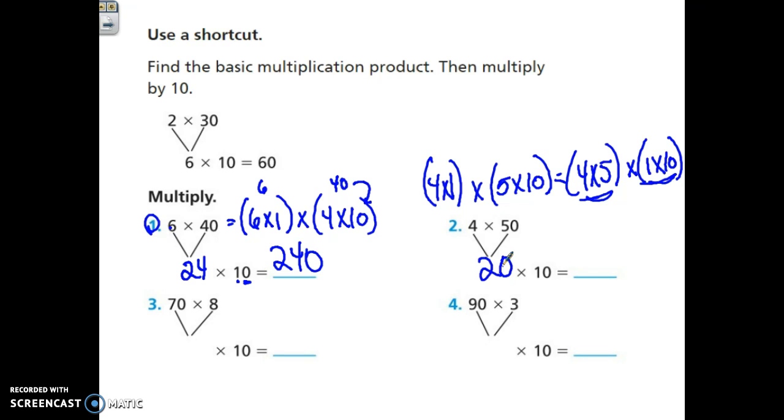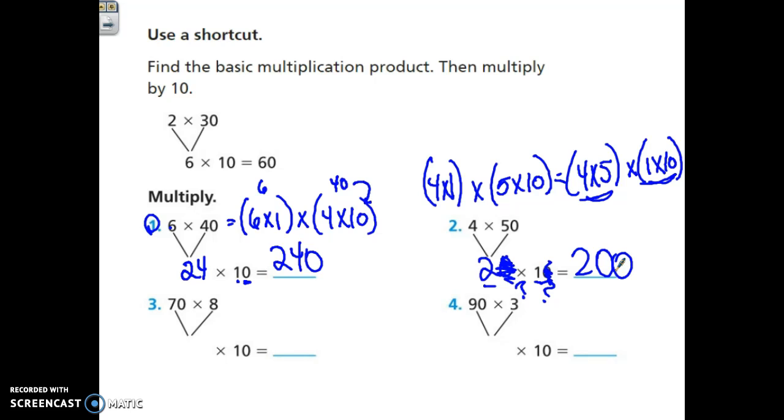Well, how many zeros do I have? I have 2 zeros. I'm going to cover up my 2 zeros, and go 2 times 1 equals 2. How many zeros did I cover up? Well, I covered up 2. One from the 20 and one from the 10. So my answer is 200.